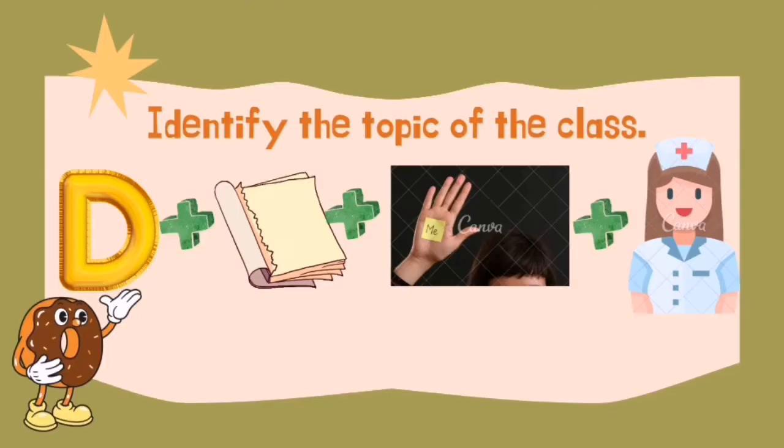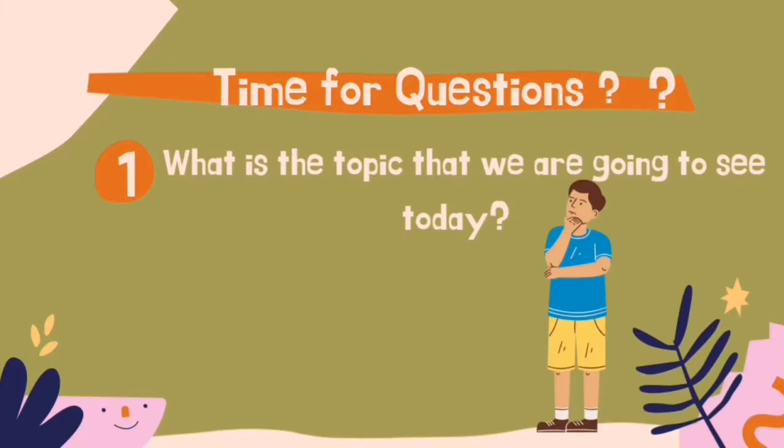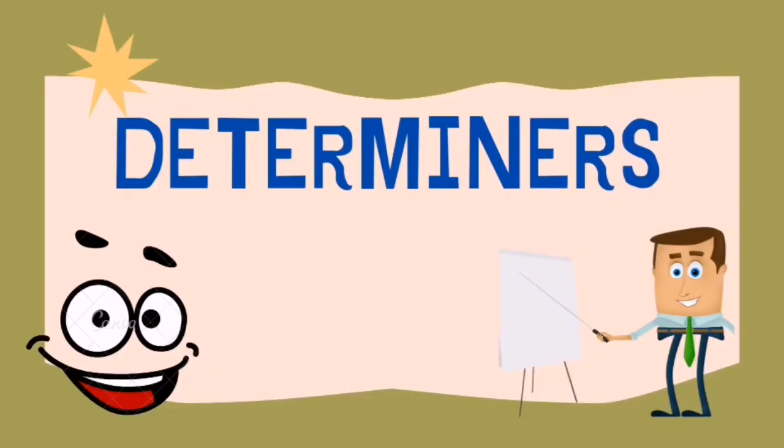Yes, let's go into the topic. I want you all to identify the topic of the class. Yes, this is a connection game. Yes, you're right. D plus tear plus me plus nurse. Determiners. Okay. So, time for question. What is the topic that we are going to learn today? So today we are going to look at the topic called determiners.